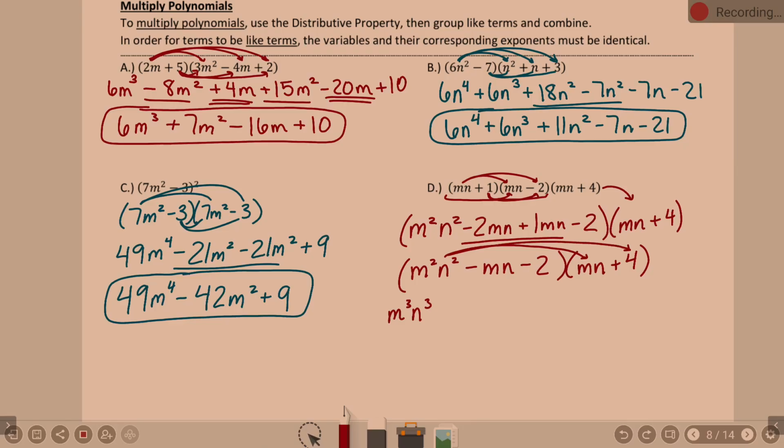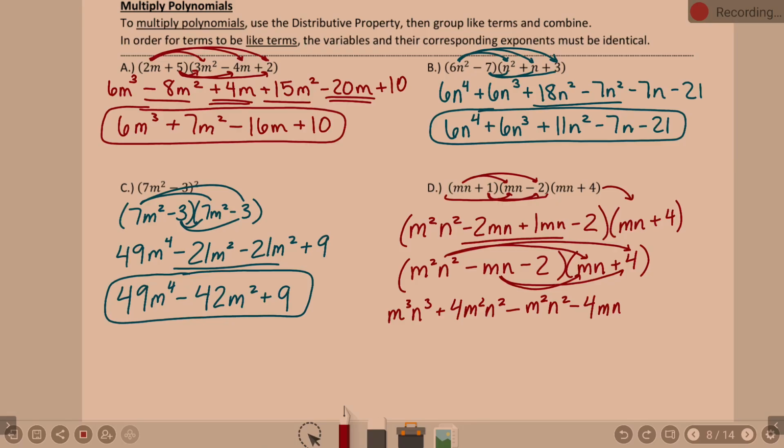M squared times 4 plus 4 m squared n squared. Now I'm going to distribute my minus mn. Negative mn times positive mn. Well, negative 1 times positive 1 is negative 1 m squared n squared. Negative mn times 4 is minus 4 mn.